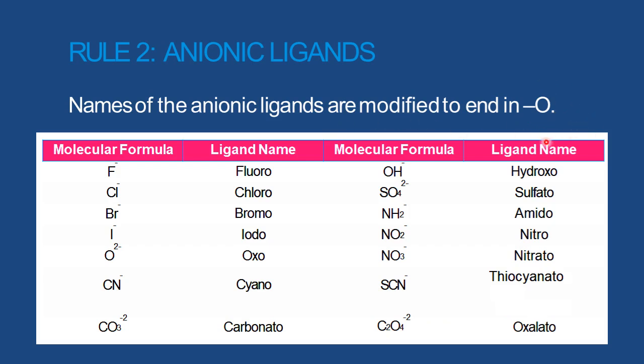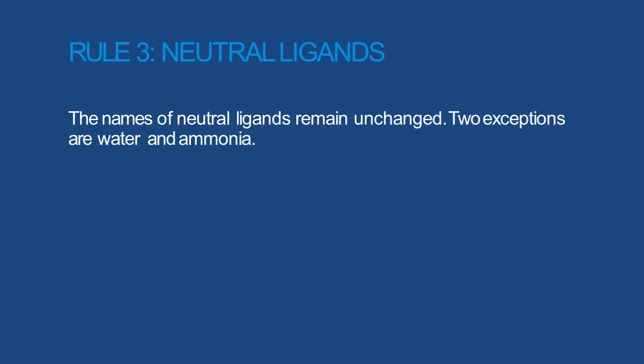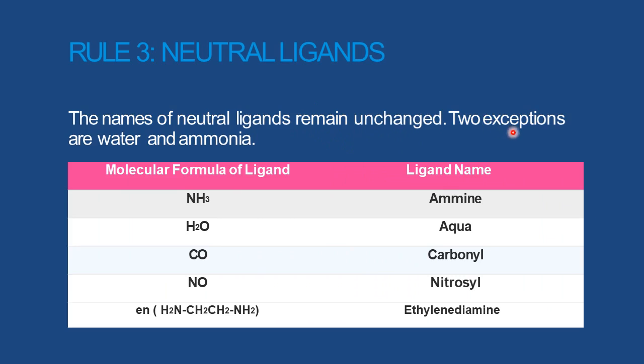Students, for neutral ligands, the names of the neutral ligands remain unchanged. But over here we have two exceptions in the names of water and ammonia. The name for NH3, which is ammonia, is going to be amine when we write it as a ligand. Similarly, students, for water, we are going to use the word aqua or aquo. Similarly, for carbon monoxide, CO, we use carbonyl when we use it as a ligand. Similarly, for the NO group, we use the name nitrosyl. All of these are examples of neutral ligands.